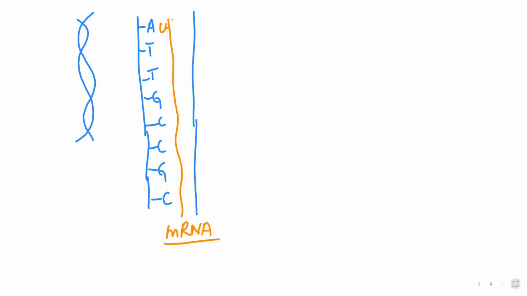So instead of a T, there will always be a U wherever there is an A on the DNA molecule, on the DNA strand. With T, there will be an A, right? And with G, there will be a C on mRNA. With C, there will be a G.